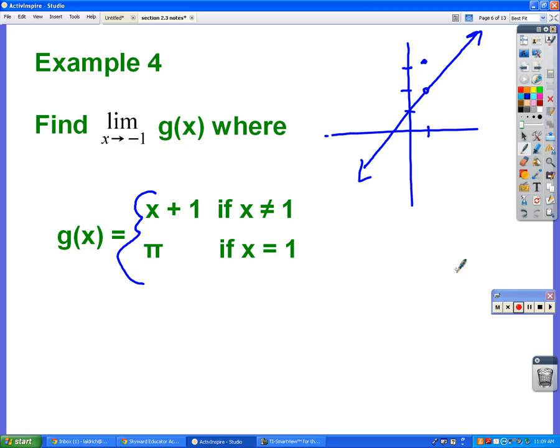So what is the answer? -1 is... which is -1. Oh, I wrote the wrong thing in the notes. In the book, it's x approaches 1, but that's okay.